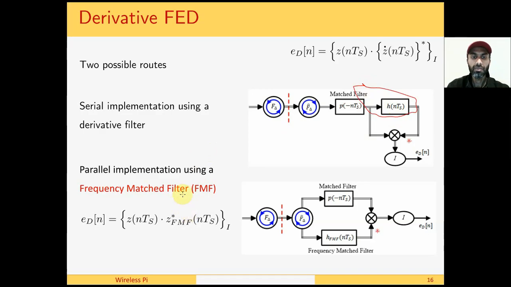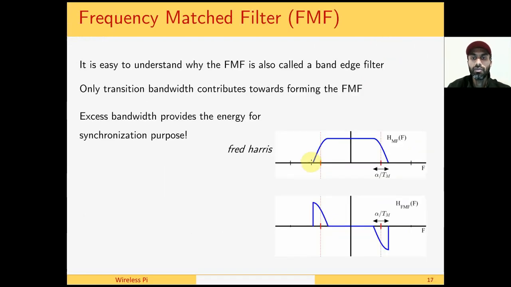So we instead employ a frequency match filter in which we have a match filter and we take a pre-computed derivative of this match filter, which is called HFMF, frequency match filter. Both are driven by the same input and both produce the output at the same time, which can be multiplied and used as an error signal. At this stage, remember that this dot operation, the derivative, is in frequency domain.